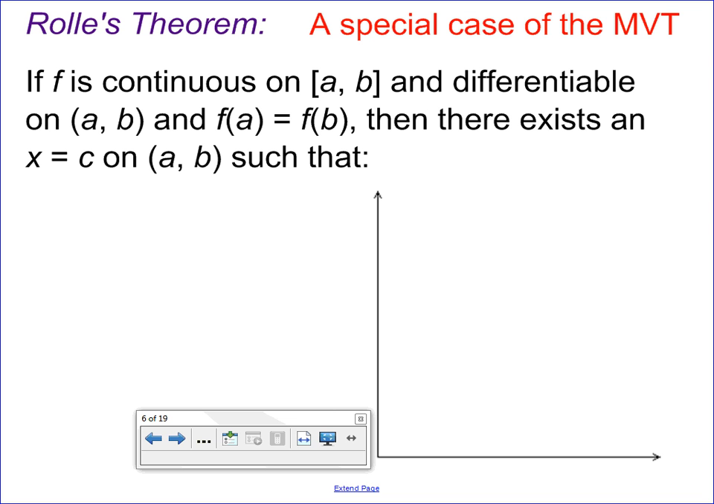So what I want you to do is go ahead and take a look at this picture for Rolle's theorem, which is just a special case of the mean value theorem. If f is continuous on the interval a to b and differentiable on a to b, and here's the addition, f at a equals f at b, so we'll think about how that's going to influence my picture, then there exists an x equals c on a to b such that, oh my gosh, that sounds like gibberish. Well, let's go ahead and get a picture in here.